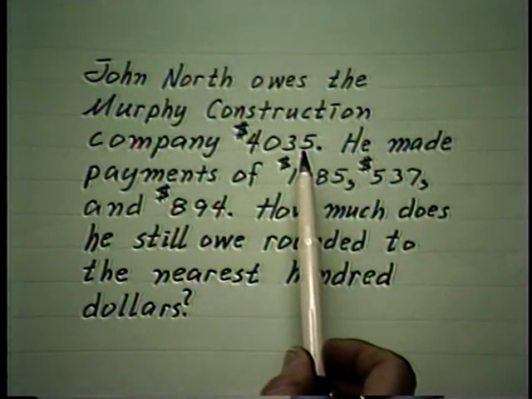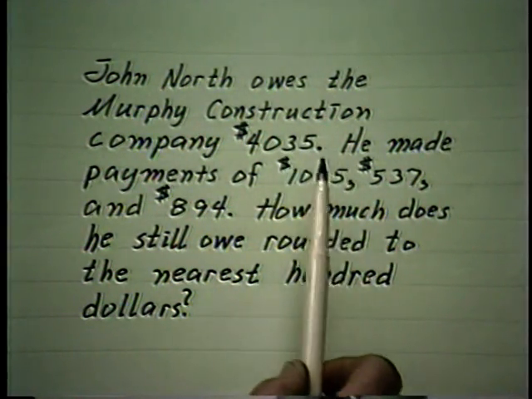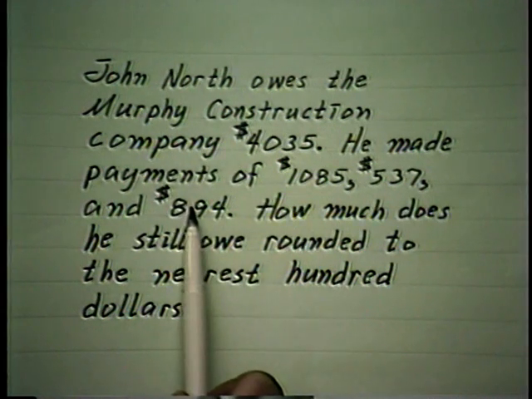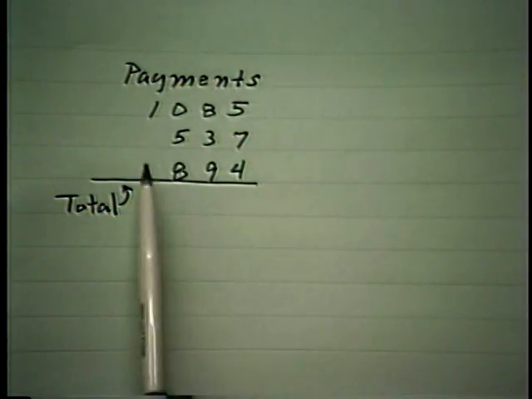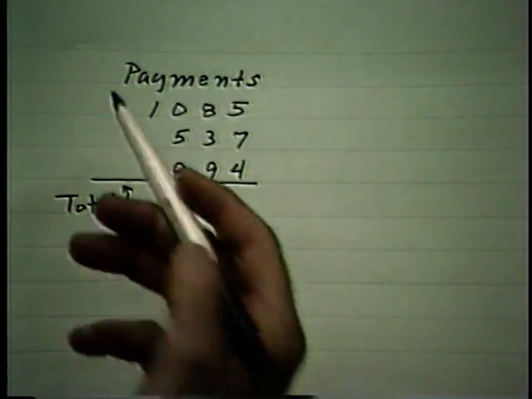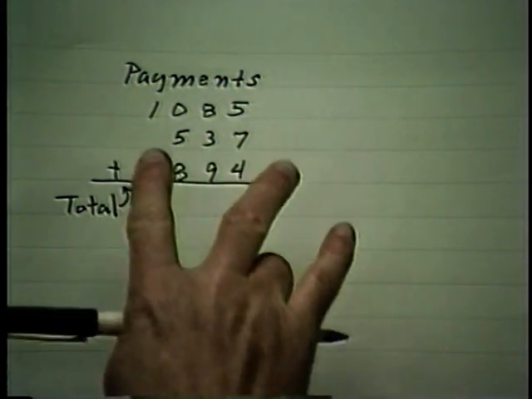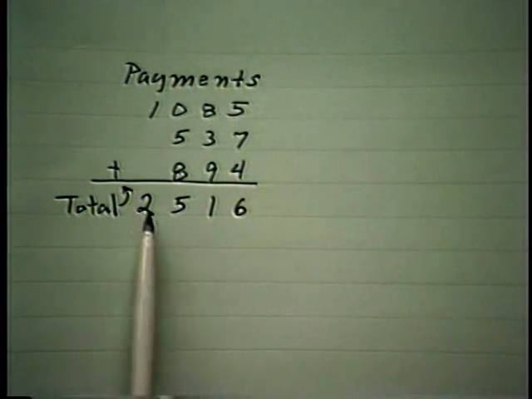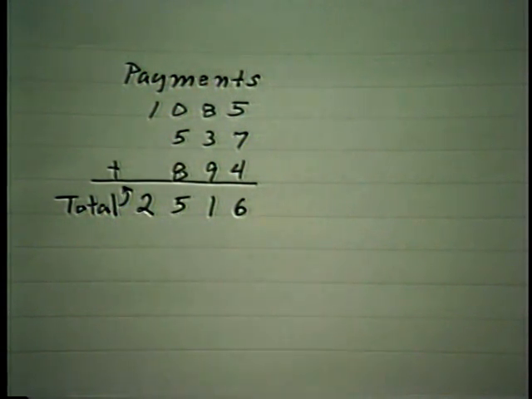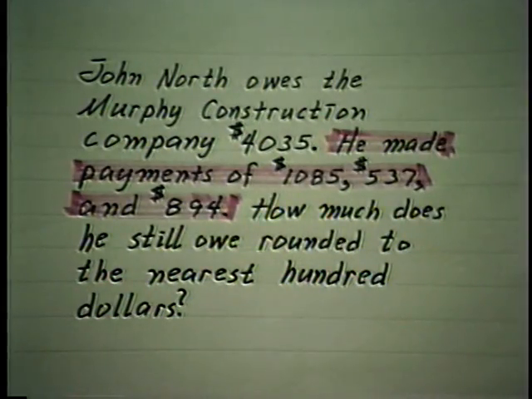as we would in a checkbook. The shortcut would be to add all these payments together first, like this, and of course total means I'm going to add, and if I actually add, I get $2,516 total payments. So we've done that much of the problem.